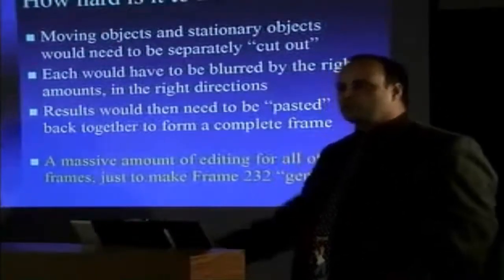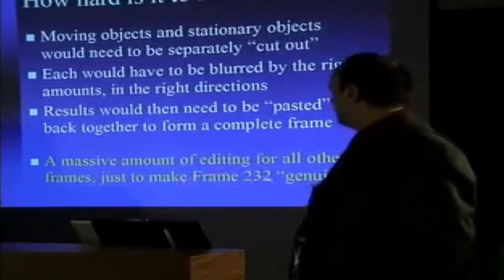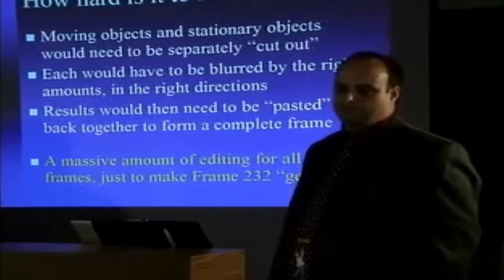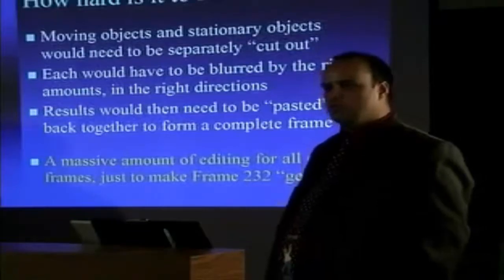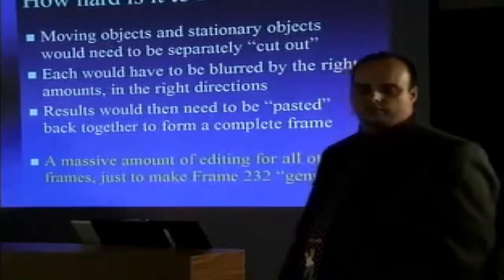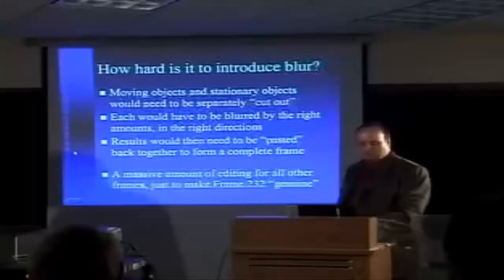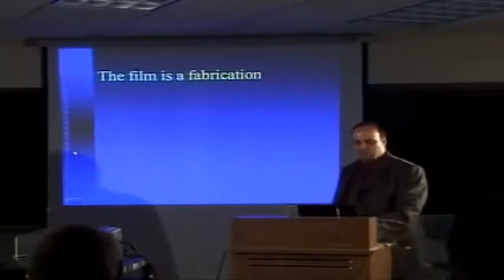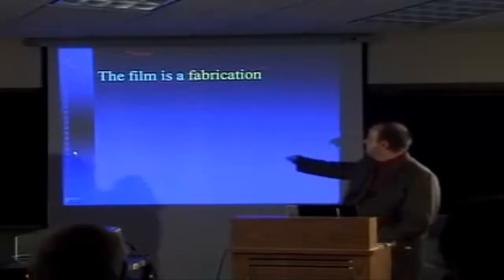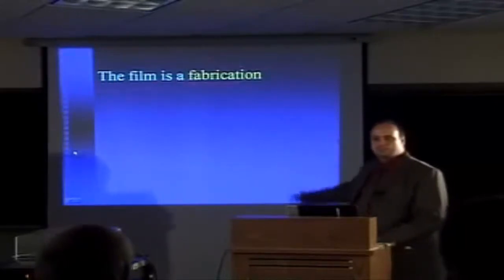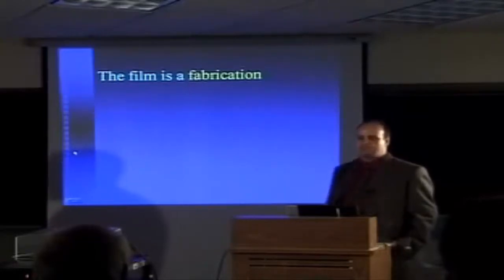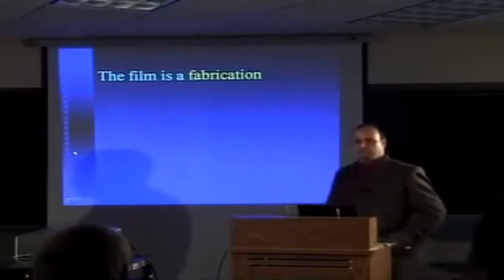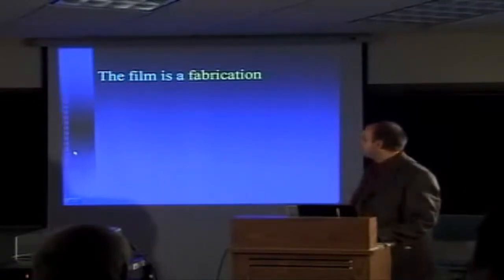That's a lot of work for all the other frames just to say that frame 232 is a genuine frame from some original film. Right? Some original film taken with a really fast shutter speed or things were going slower. But regardless, even if you did believe that, you've just proved to yourself the film was a fabrication. The film was a creation according to the techniques that David Healy was talking about. Okay? All of the frames, or most of the frames, nearly all of the frames, were created.